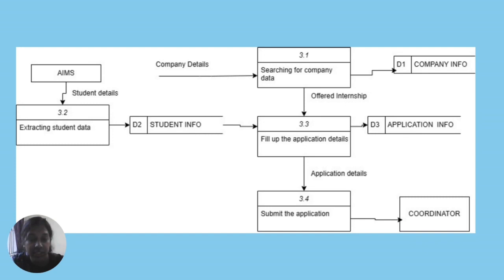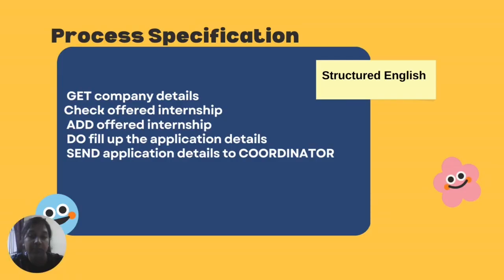The application details that the students fill up will be stored in data store 3 as application info. The fourth process, which is 3.4, is submit the application, where the students have to submit the application to the coordinator, who will verify the application. The coordinator here will be the output, and the input will be AIMS in this child diagram. Let's move on to the process specification.